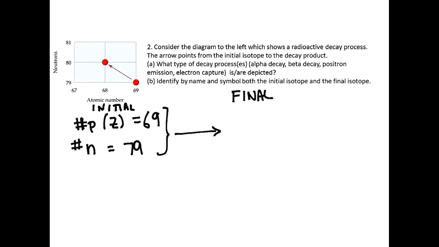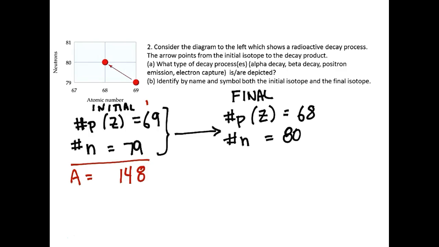Okay, and then the final situation is that we have an atomic number, 68 protons and 80 neutrons. We can add those together to get the mass number, which is 148 for both of them. So now we need to figure out what this could be. Okay, so there are 4 types of emission processes. If we go through the 4 different types, we can compare them.